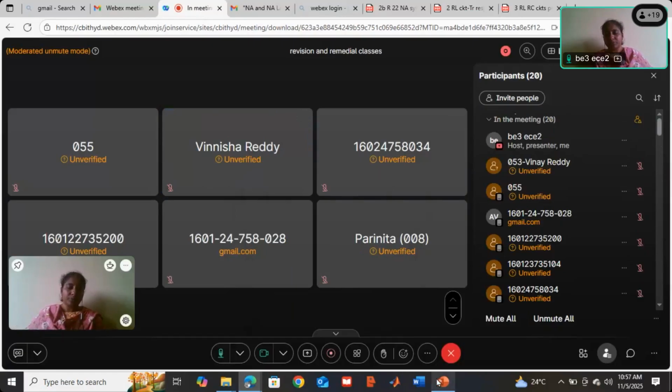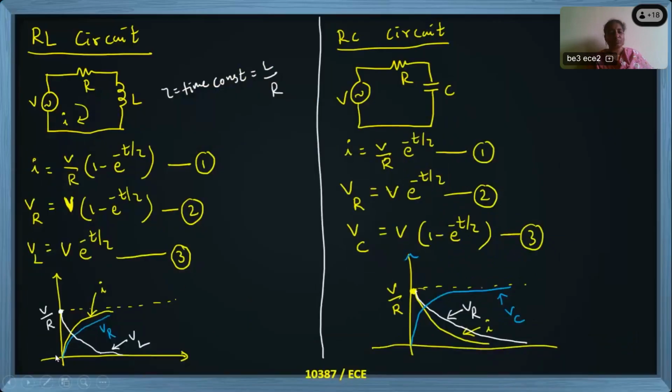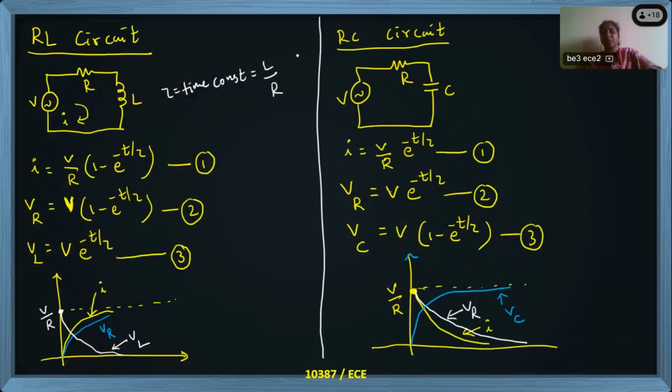Now coming to this graph. If you write these graphs and equations at minimum, you will get 3 marks definitely.